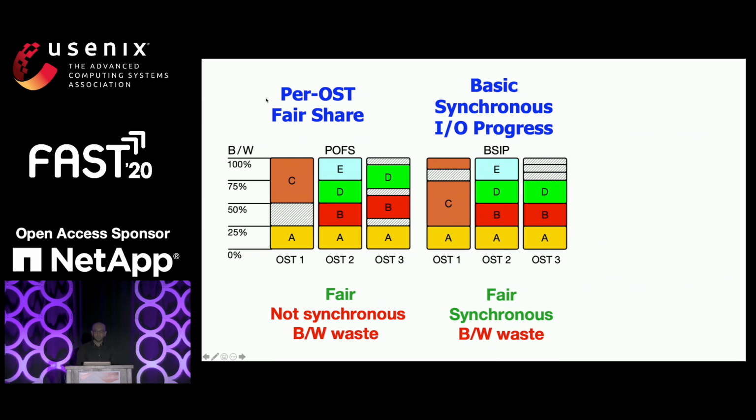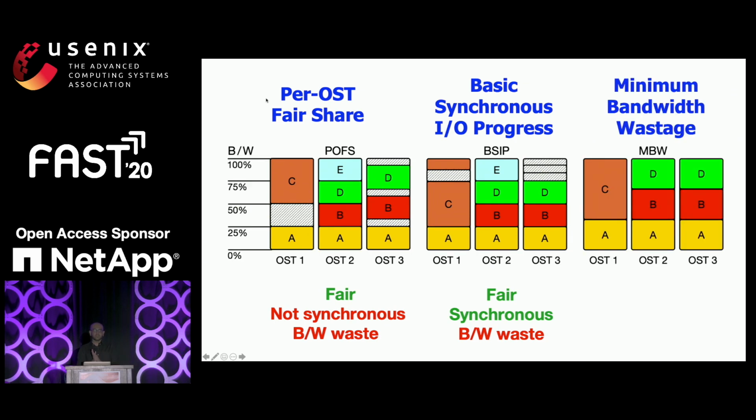And the last policy that we look at is minimum bandwidth wastage. With this policy, we actually do what we want to avoid doing at any cost, which is to be extremely unfair to any application. Here we are unfair to application E, and we will give it 0% of the bandwidth. This means that A, B, and D can actually expand on OST 2, and they can get their full fair share on OST 3 as well. And on OST 1, we can give the remaining 67% to application C. So here, everyone is using their bandwidth perfectly fine, and all of them are performing synchronous I/O. But of course, this is extremely unfair because now application E is not getting treated fairly.